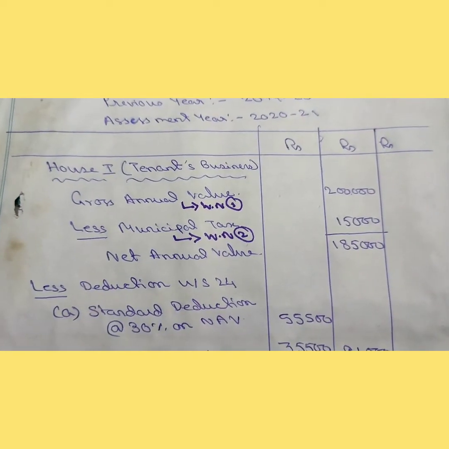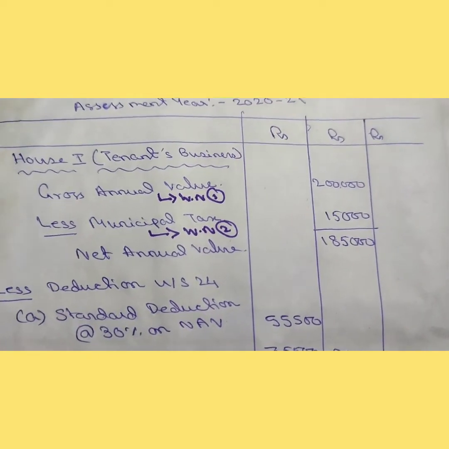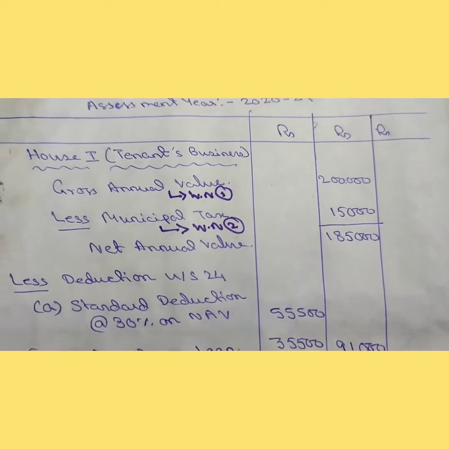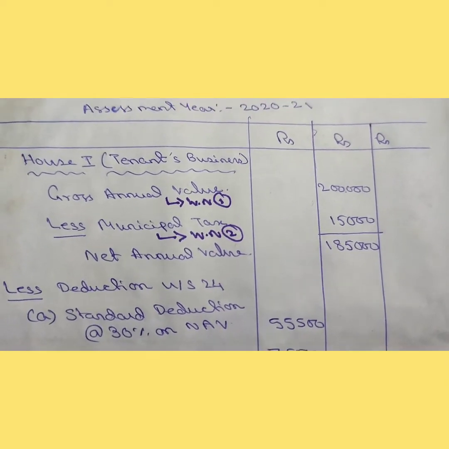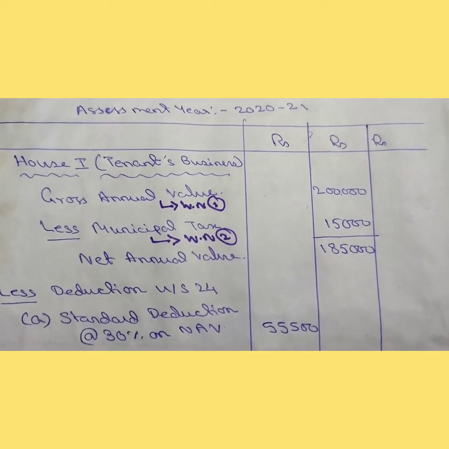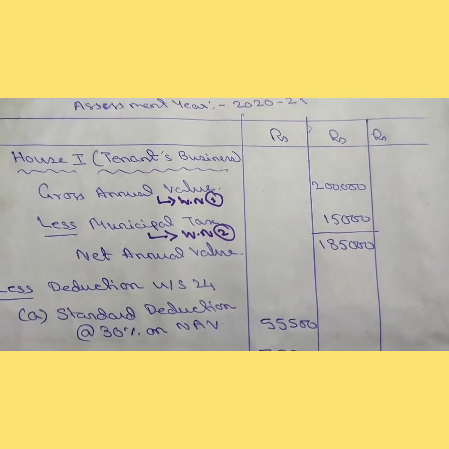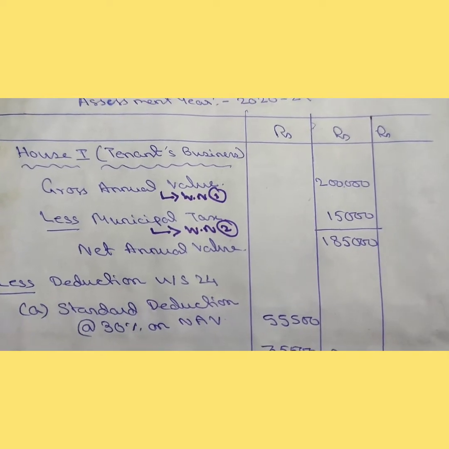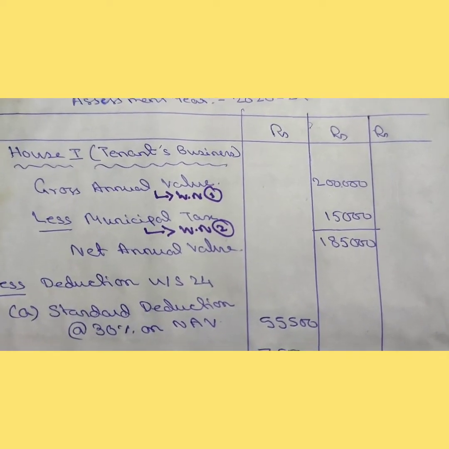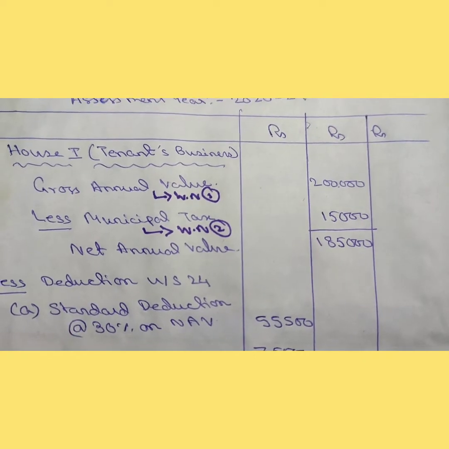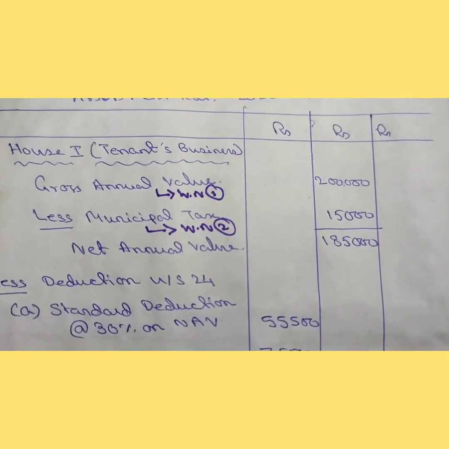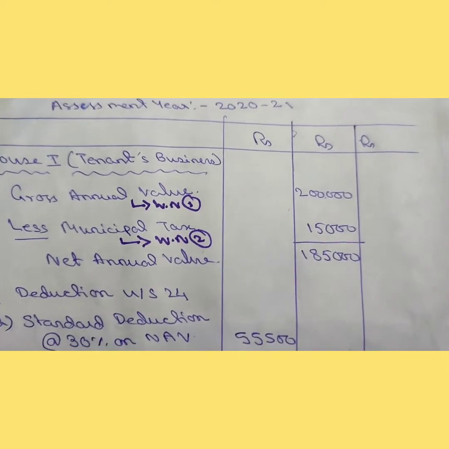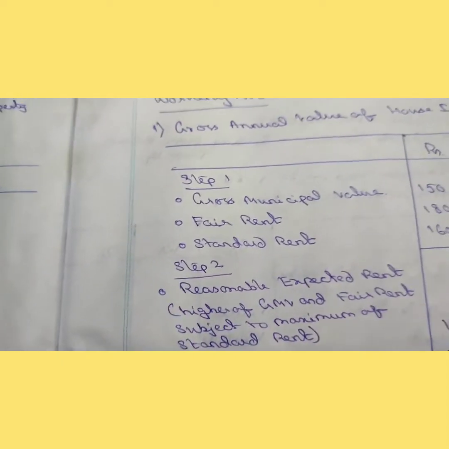Now, first we have to compute the gross annual value for house 1. You may compute this in the main sum or as a working note. I have drawn here 3 amount columns. For more than one house, you have to draw 3 amount columns. The second column we use for gross annual value and net annual value. I have done the gross annual value as a working note. Here is the working note.